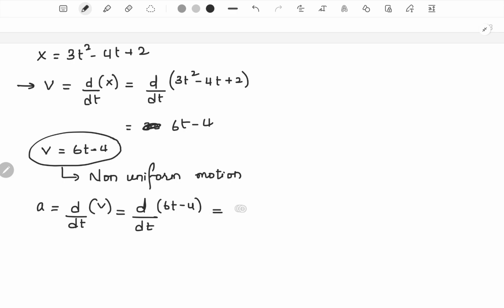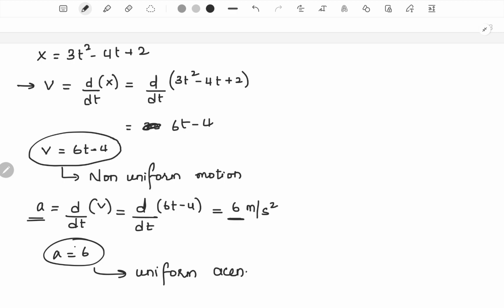If we differentiate this with respect to time, we'll get 6 meter per second square. As you see, the acceleration is not dependent on time. So it's independent of time, which means it doesn't change with time. So as the particle moves, at any instant of time, the acceleration is constant. So in this case, since a is equal to 6, we can say the body is moving with uniform acceleration, or the motion corresponding to it is a uniformly accelerated motion.